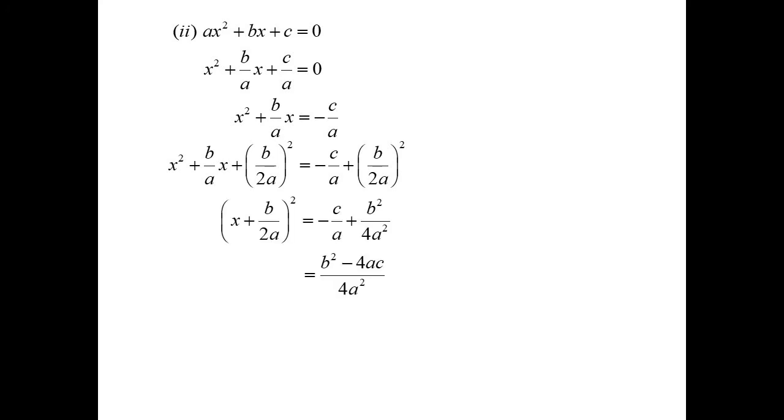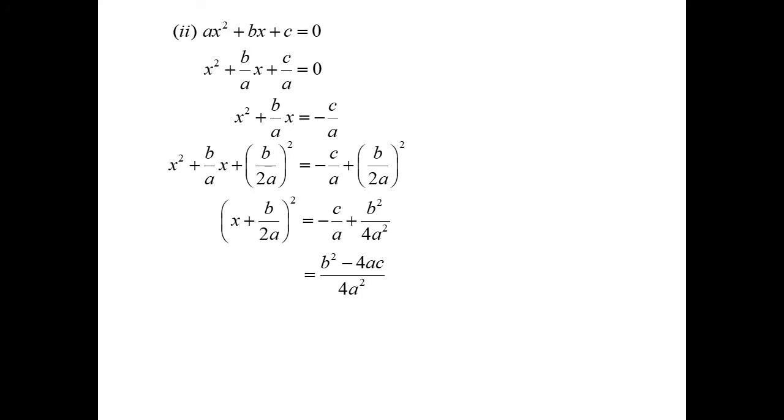Add half the coefficient of x. Well, the coefficient of x in this case is b on a. So half the coefficient of x is b on 2a. Square it. b squared on 4a squared is what we have added. So on the left-hand side, complete the square. We get x plus b on 2a all squared. The right-hand side, let's tidy up that fraction. b squared minus 4ac, starting to look familiar, over 4a squared.